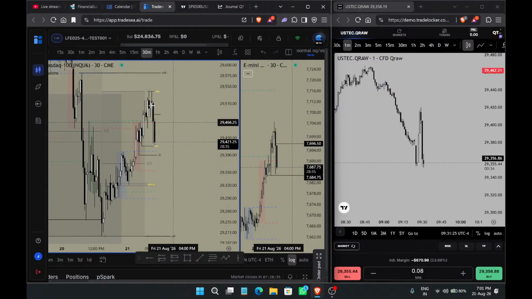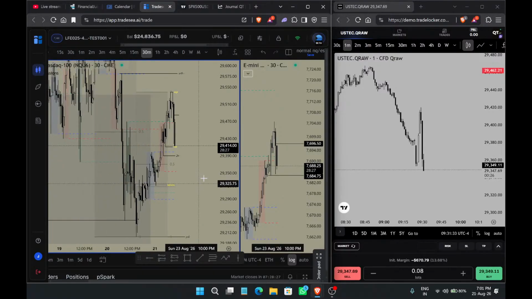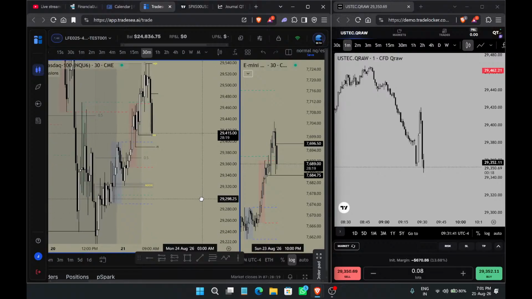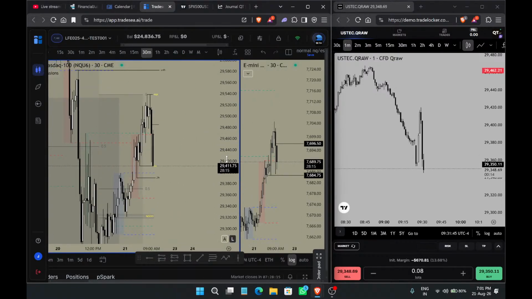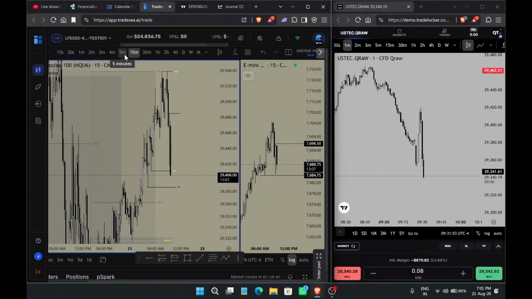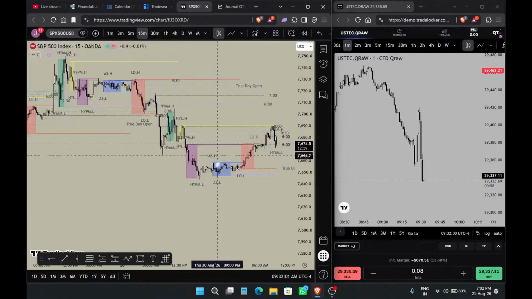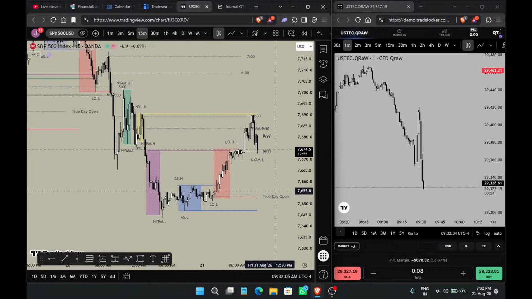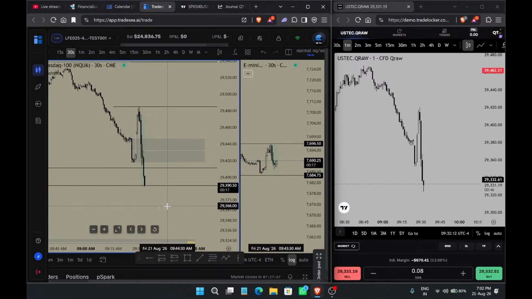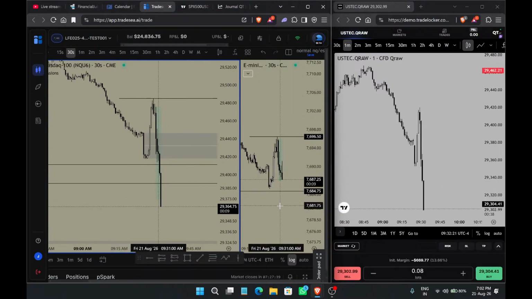What do we want to say? Respect of this premium gap. Premium, premium respect, premium gap respect. We are falling like crazy.